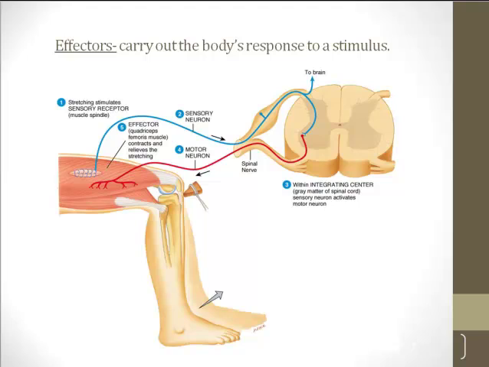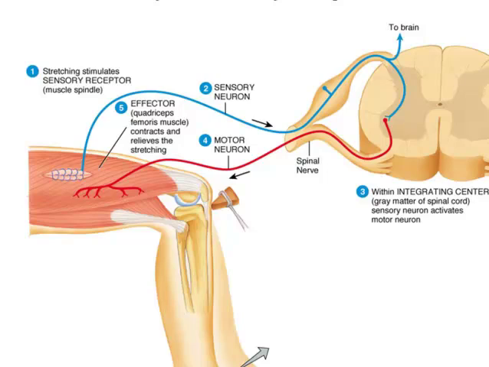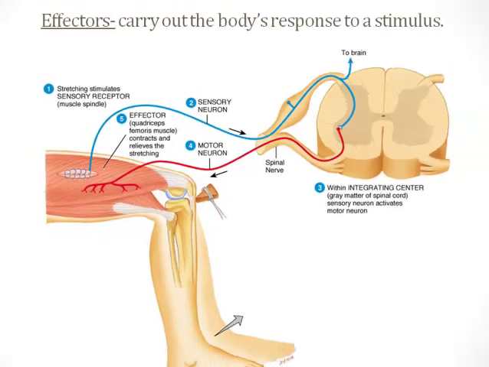Here's a more complex picture of the reflex arc, and it's color coded. The blue are the sensory neurons, and the red are the motor neurons, or effectors.